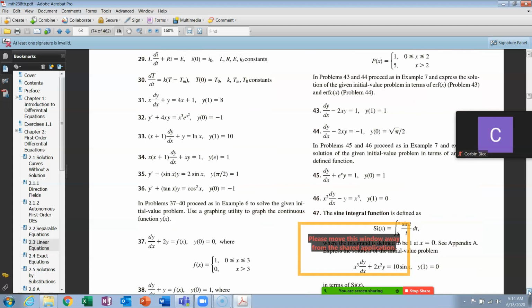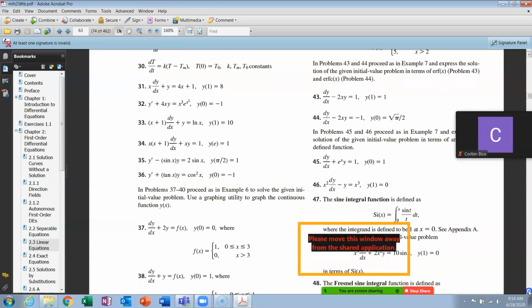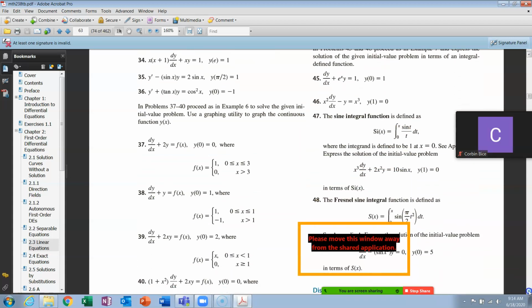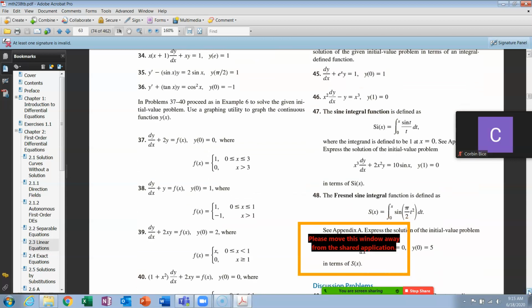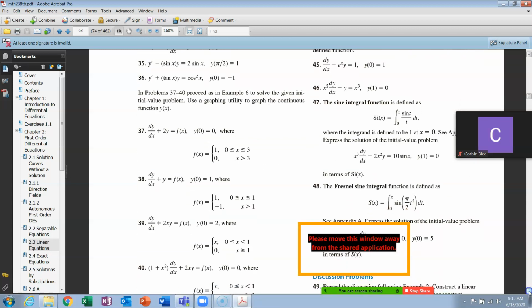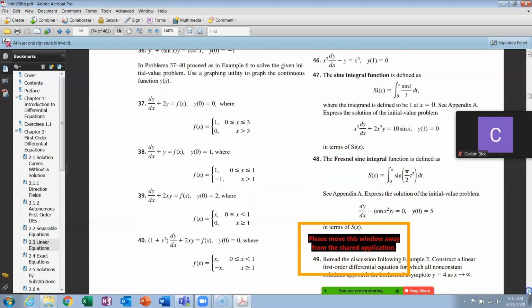Number 45, another initial value problem. Now we see the sine integral function. I knew it showed up somewhere here. Let me see if I can get it so you can see the whole thing. There we go. There is your sine integral function. You can fiddle with that if you want to.